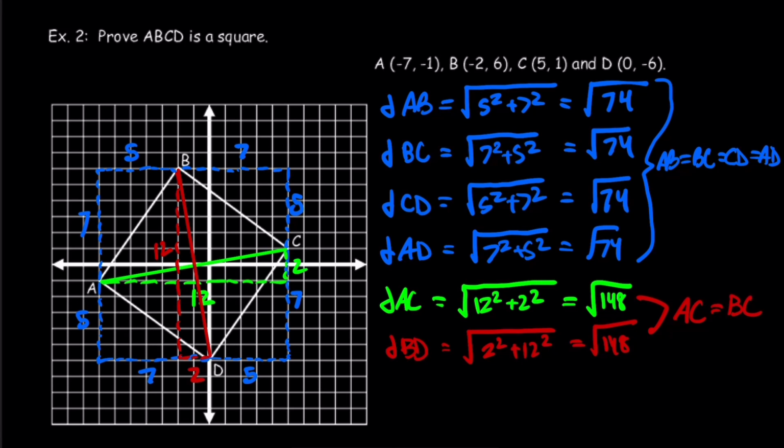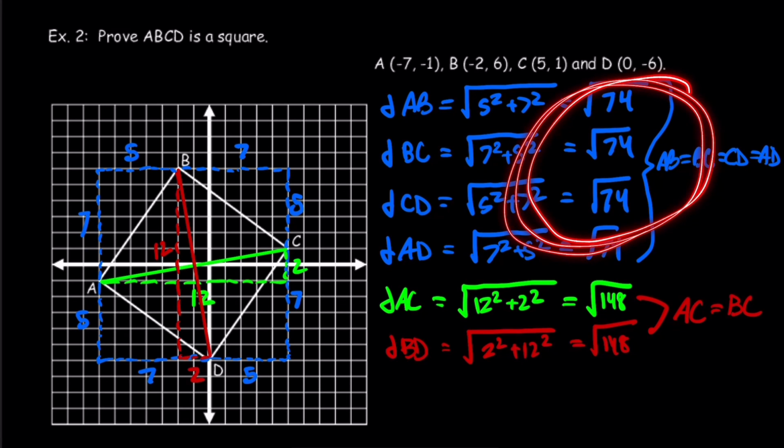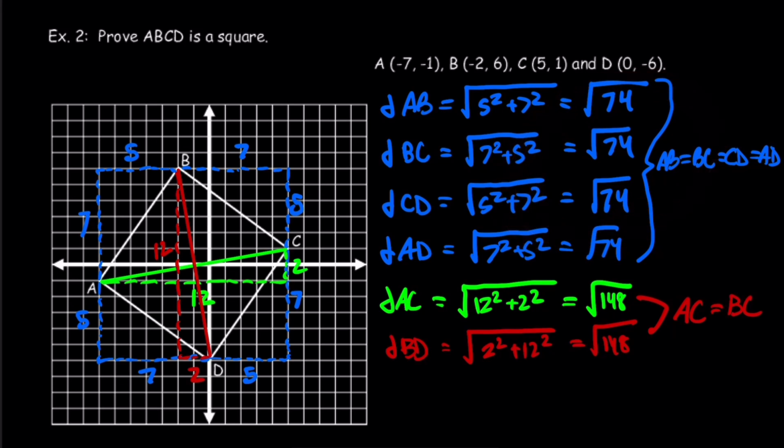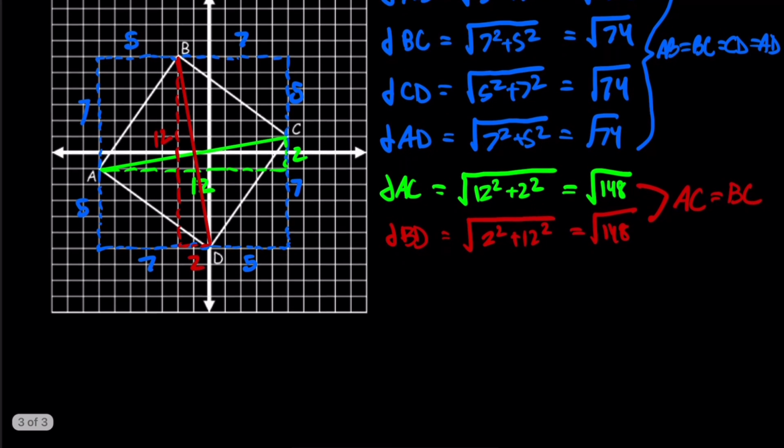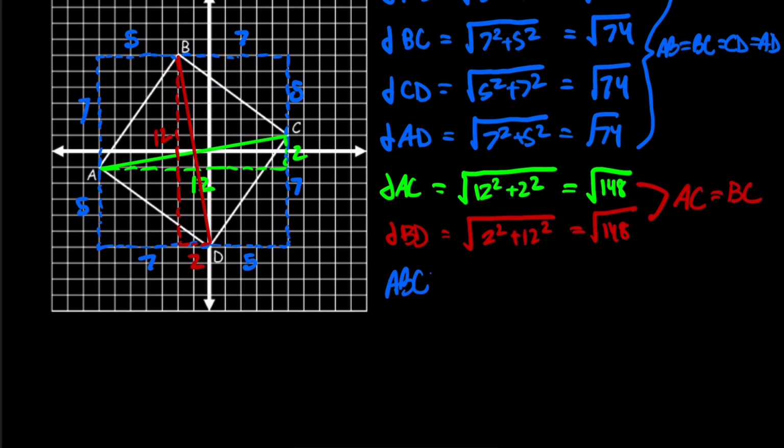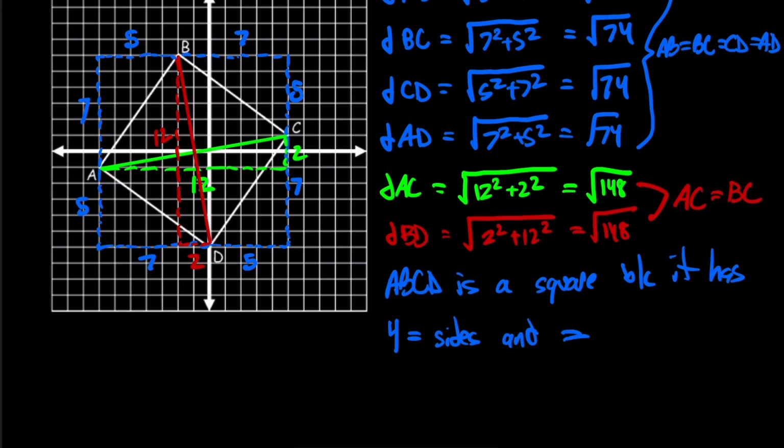So what have we just shown? The 4 sides are equal, which makes it a rhombus, but then the diagonals are equal, which then makes it a square. All right, so I have to mention both of those things when I write my conclusion. ABCD is a square because it has 4 equal sides and equal diagonals.